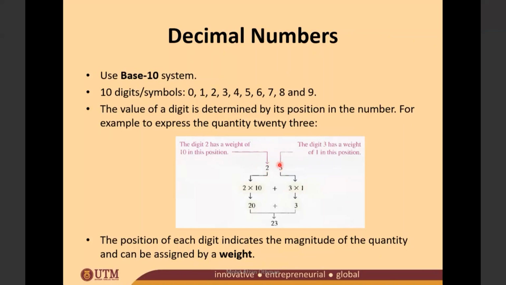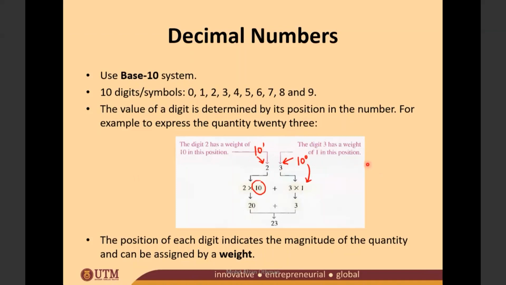This digit here, when we multiply by its weight, the weight is 10 power of 0. 10 power of 0 equals 1. And the weight for the tens place is 10 power of 1. So 10 to the power of 1 is 10, and 10 to the power of 0 is 1. This is the basis of how we do number conversion. We need to know the location, and based on this location we need to know its weightage.